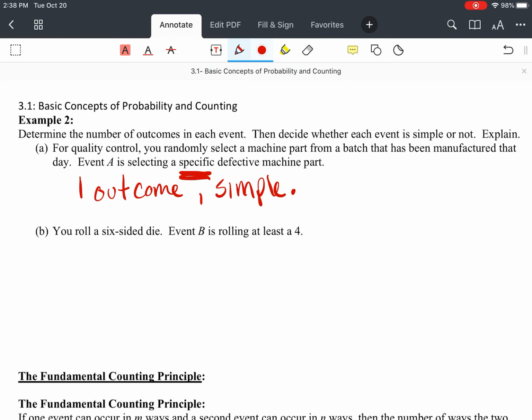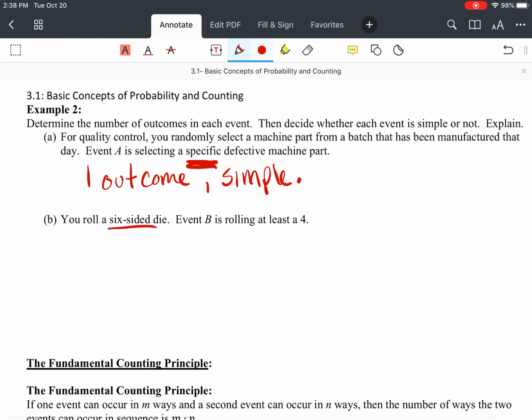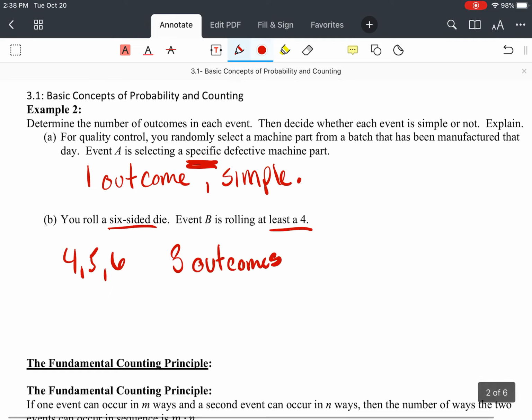Okay, now let's look down here. We have a 6-sided die, and we're looking at rolling at least a 4. The possible outcomes here: we could have a 4, a 5, or a 6. So how many outcomes are there? There are 3 outcomes. And because we have 3 outcomes, it is not simple.